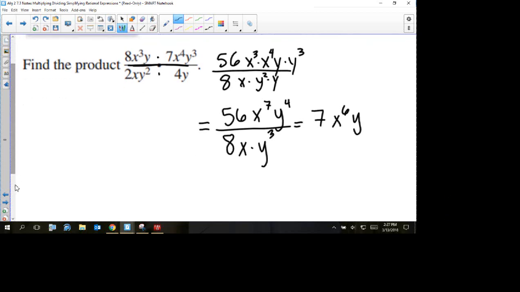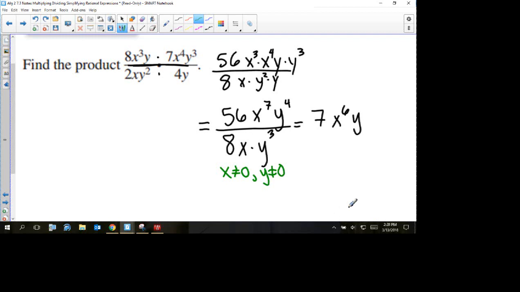Now, I forgot one of my steps before canceling things. My domain restrictions are what the variable cannot equal. So x itself cannot equal 0 because that would turn this whole thing into 0. Also, y cannot equal 0. So I forgot this domain restriction.